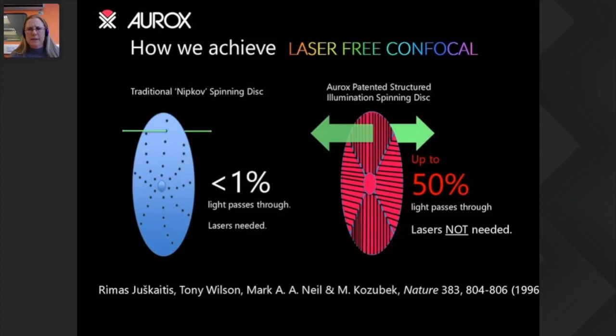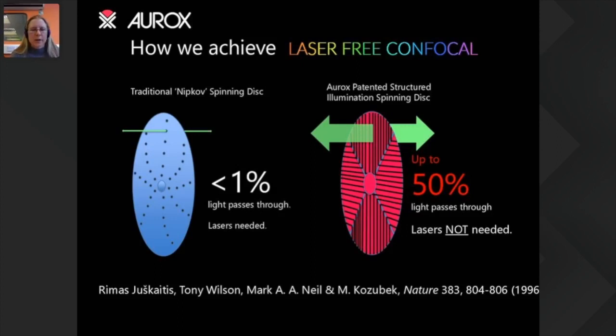So how do we achieve it? A lot of people will be aware of the traditional spinning disc systems on the market. So this is your Yokogawa systems, etc. They are all based on a traditional Nipkow spinning disc. So this is a spinning disc that has pinholes and sometimes micro lenses and other things.